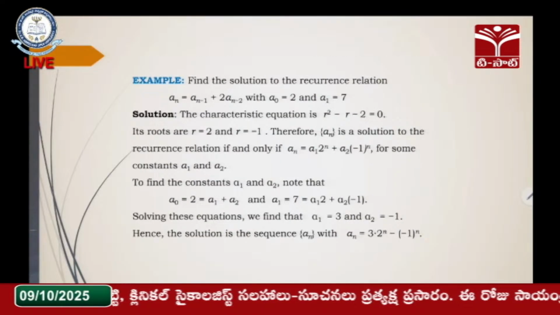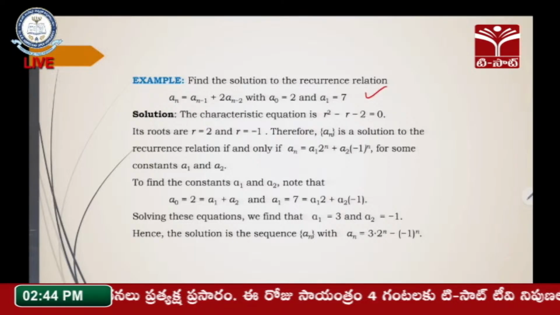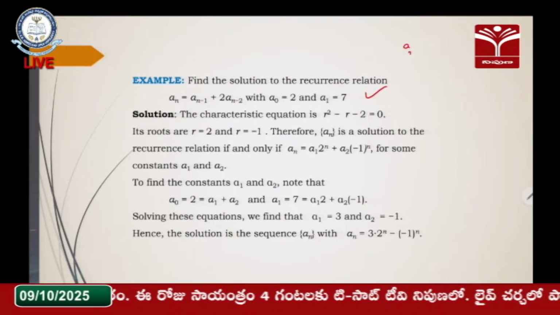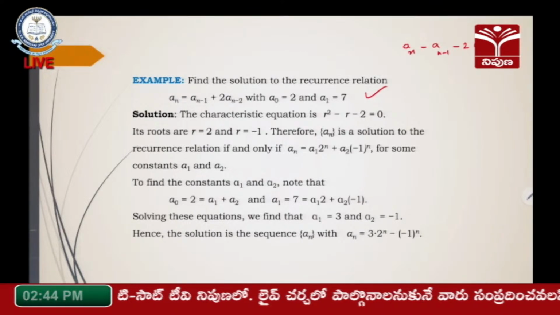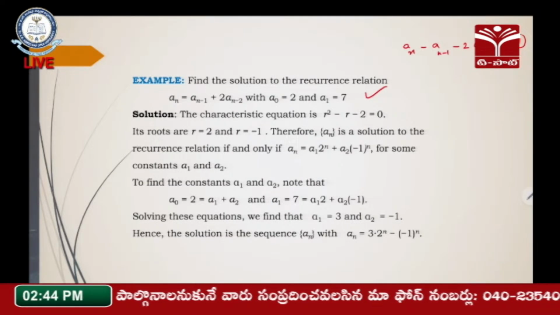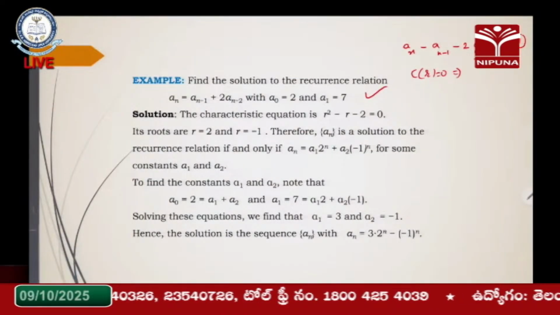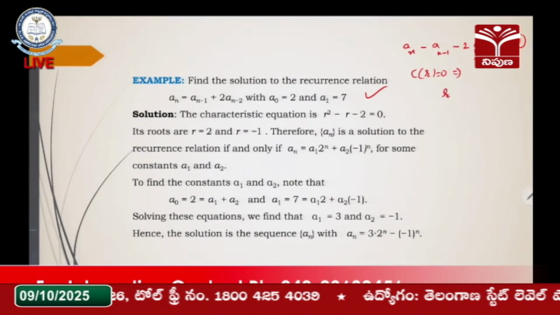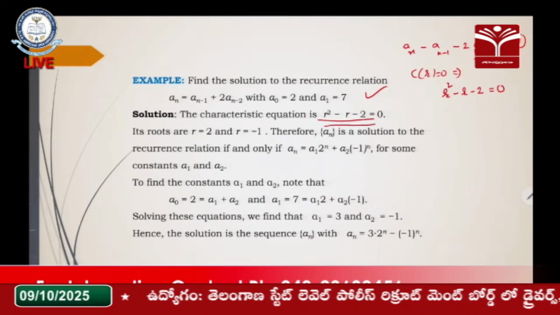Now, this is one example, as I told you: a n equal to a n minus 1 plus 2 a n minus 2. This can be written as a n minus a n minus 1 minus 2 a n minus 2 equal to 0. This is equal to 0, so it is homogeneous, linear, and a constant coefficient recurrence relation. Hence, we can solve it by using the characteristic roots method. What is the characteristic equation? C of r equal to 0, a second degree equation. So one can write r square minus r minus 2 equal to 0.